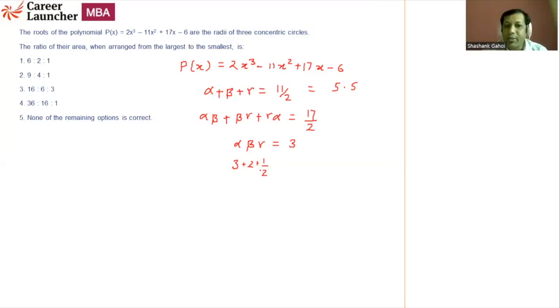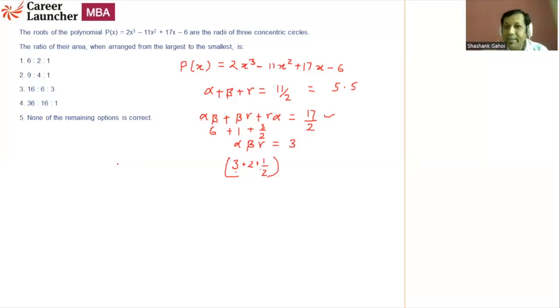If I take 2 at a time, alpha beta means 3 into 2, that's going to be 6. Beta gamma, it means this into this, that comes out to be 1. And alpha gamma comes out to be 3 by 2. So if I add all these, I get the value 17 upon 2. So it means the roots of the equation should be 3, 2, and 1 by 2.